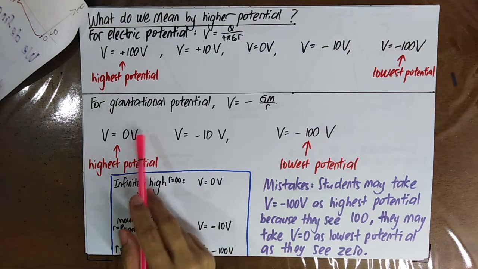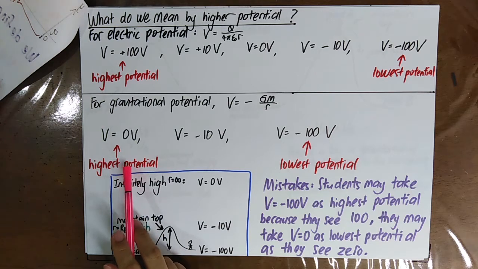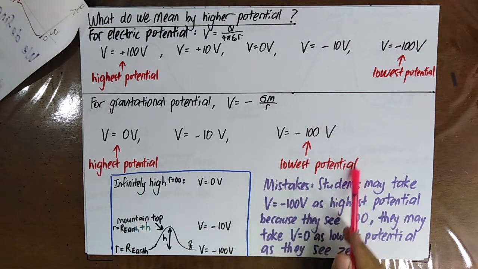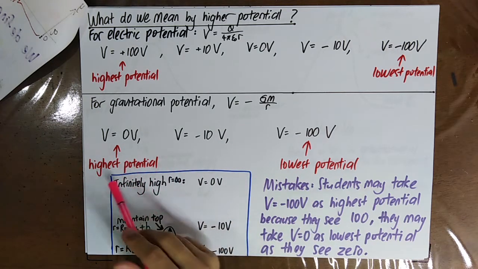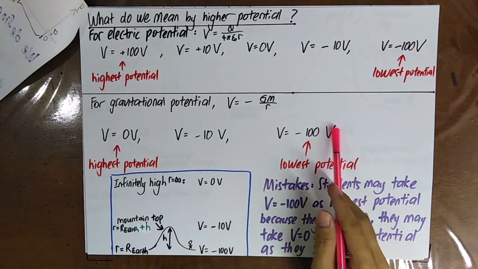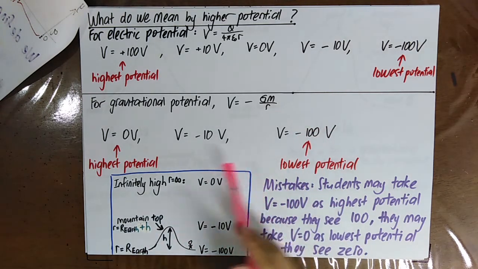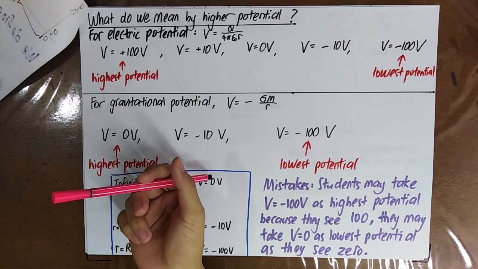Okay, then we say that 0 volt is the highest potential, the highest gravitational potential. And then negative 100 volt is the lowest gravitational potential. Why I have to stress this is that if we do not tell the students like this, normally the students will think that this is the higher potential because they say that there's a value of 100 here. And then the students will say that this is a lower potential because you see the magnitude is 0.